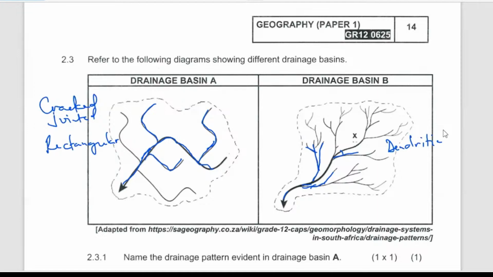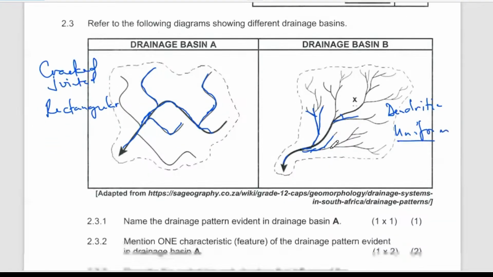And here we have rocks of uniform resistance. That is why we tend to find the pattern forming like that with acute angles. The rocks will be of uniform resistance.